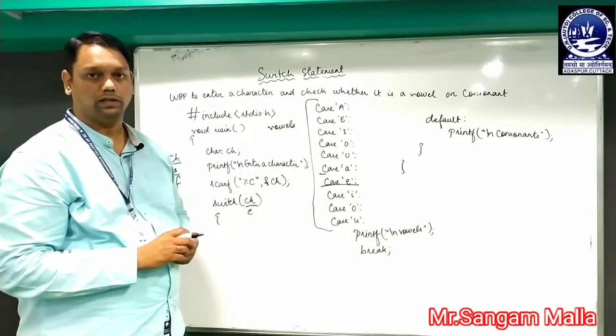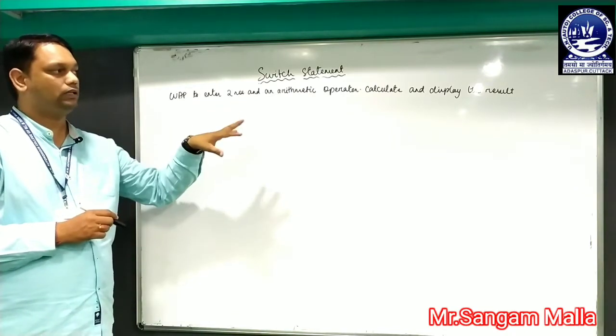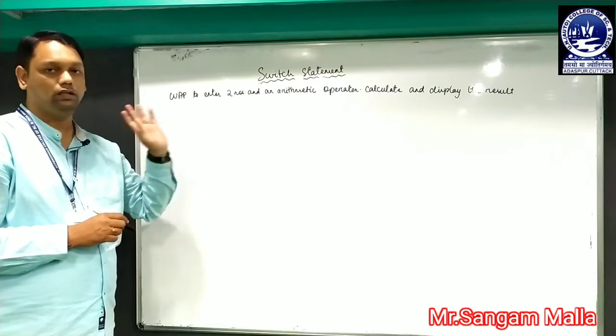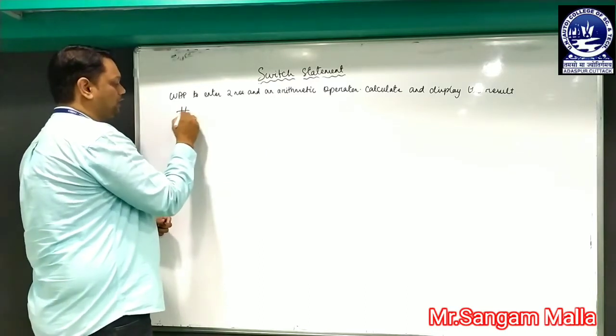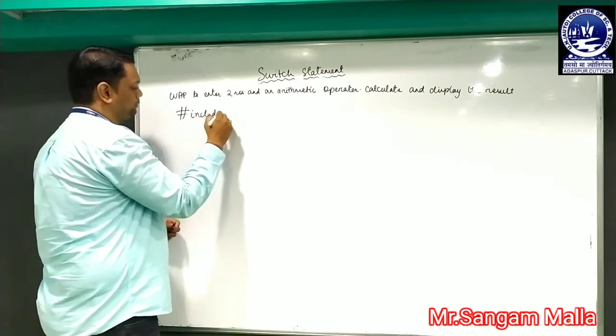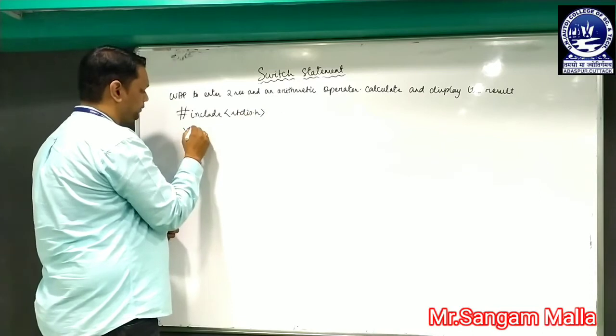Now we have to enter two numbers and an arithmetic operator, and we will calculate and display the result according to the requirement of the program using the switch statement. So our program will start with #include <stdio.h>, then void main.